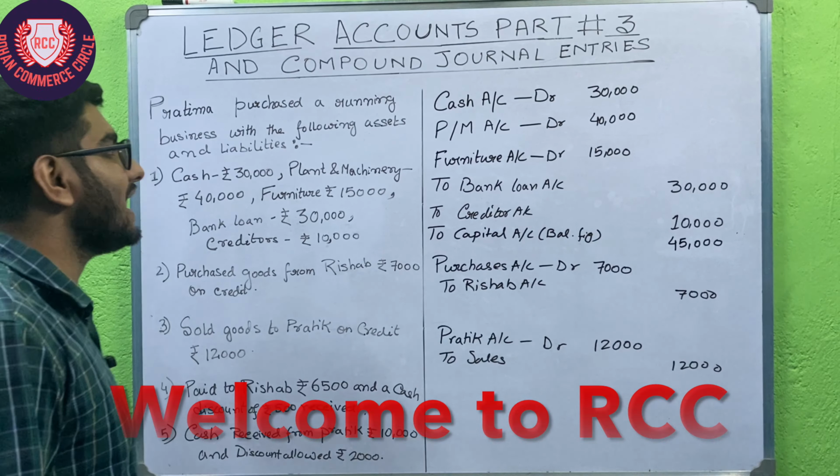Paid to Rishabh rupees 6,500 and a cash discount of rupees 500 received. That means we are paying to Rishabh. Who was Rishabh? Rishabh was basically our creditor. Okay, that means we have to pay to Rishabh. So basically creditor is decreasing over here, liability is decreasing, so that's why we are debiting it.